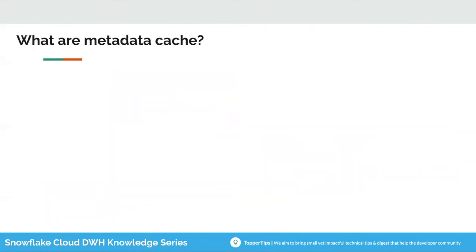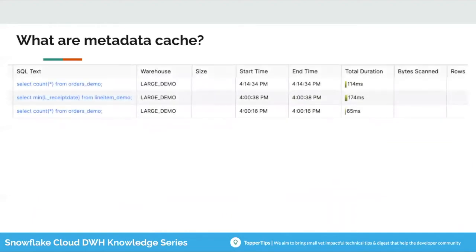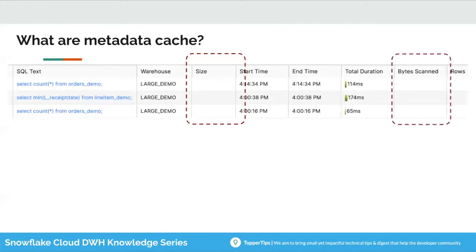Now, what is the metadata cache? Let's go through some examples and important points. If you fire a query like select count from a particular table, or if you are firing a min and max on a timestamp or a date column, in such cases it does not have to go through the result cache or a local cache or even to the remote. All that data is already stored in the metadata cache. When you look at the size, no size is given, in the sense that no warehouse is used to serve this query, and there is no byte scan.